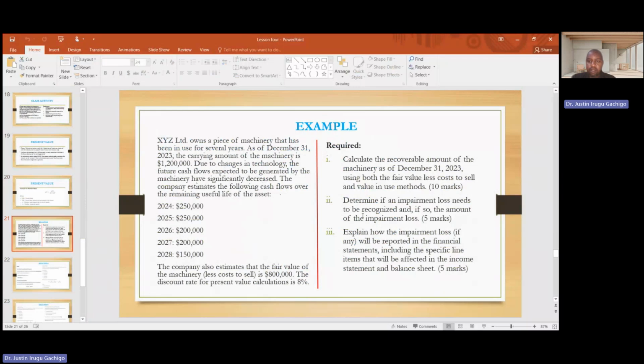Two, determine if an impairment loss needs to be recognized, and if so, the amount of the impairment loss. Three, explain how the impairment loss will be reported in the financial statements, including the specific line item that will be affected in the income statement and the balance sheet. So let us go to the solution.